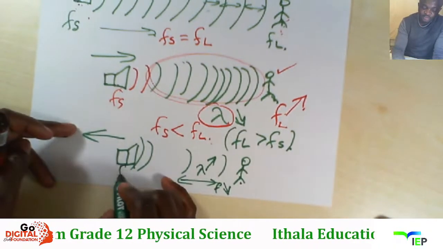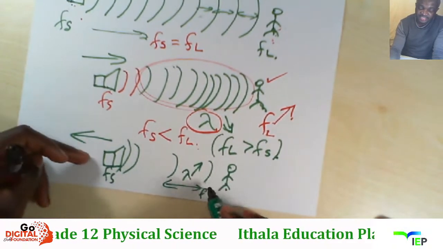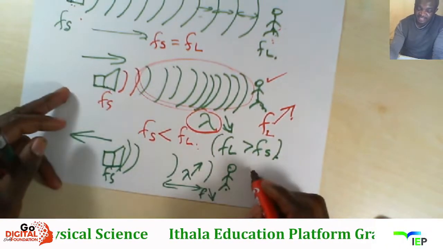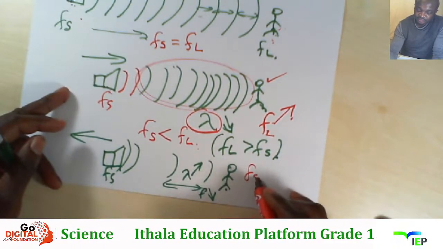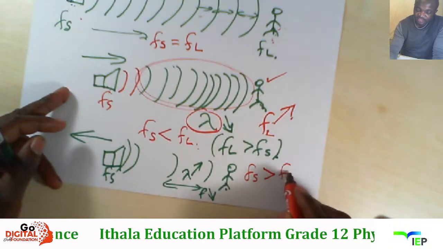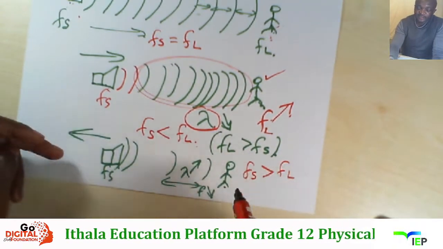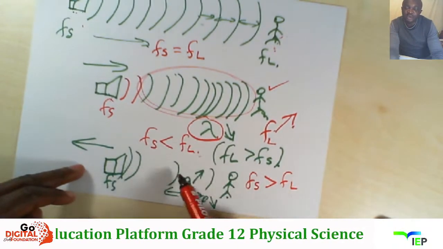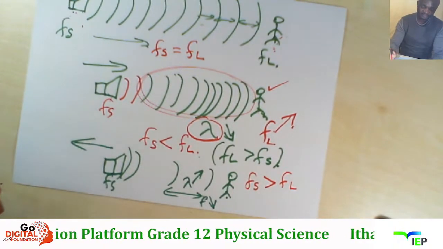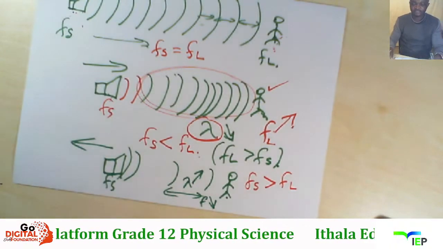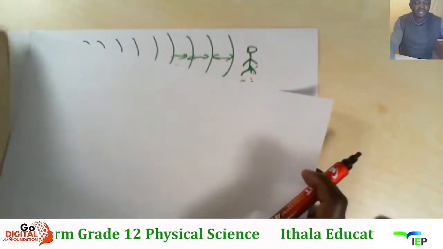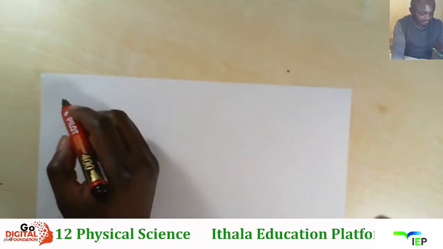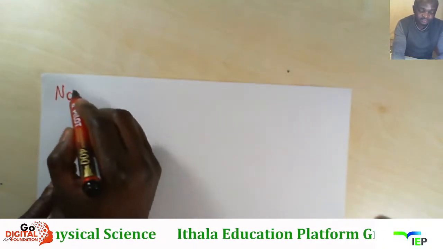So you will see that the frequency of the source in that case is now greater than the frequency that the listener detects. Right? The frequency of the source is now greater than the frequency of the listener. This happens if the source of the sound is now moving away from the person. So we have that one. What we can say is that we have three possibilities.